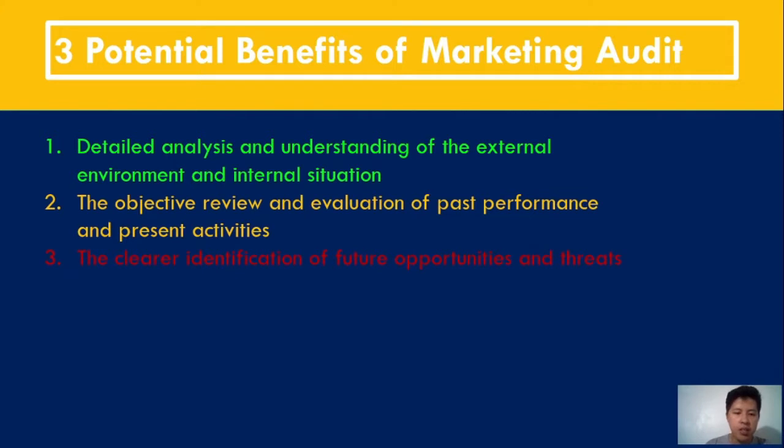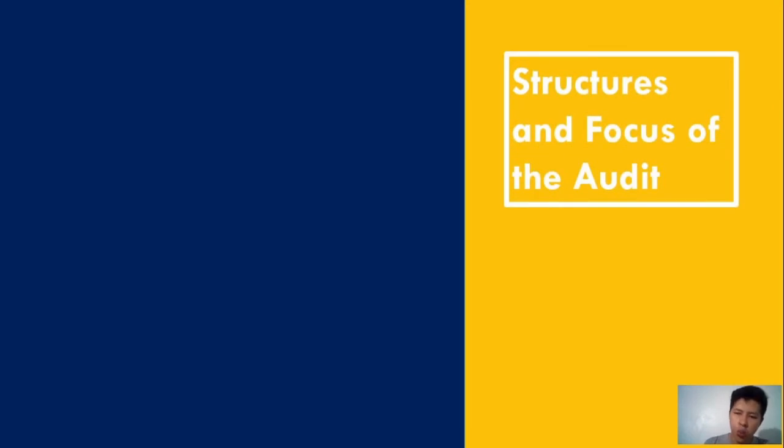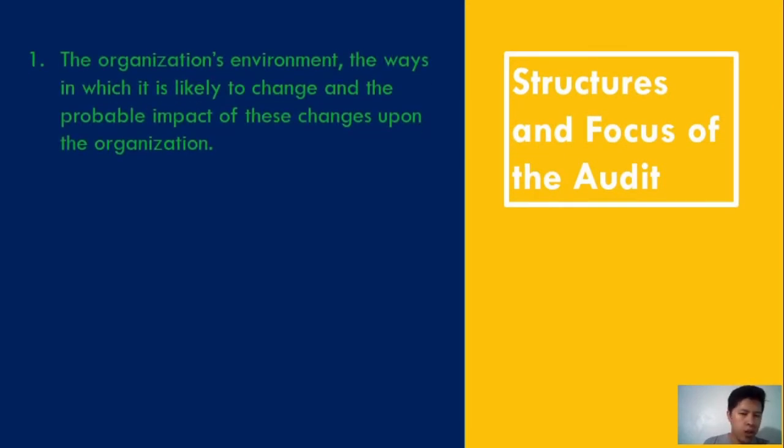So the next thing is there will be a clearer identification of future opportunities and threats. We already know the status of the environment, and so we can see the opportunities that might come and also the threats that may hinder us in arriving at the desired direction. And so we will proceed with the structure and focus of the audit.